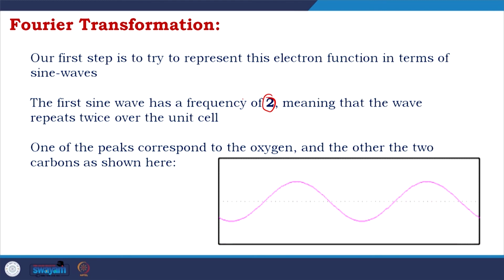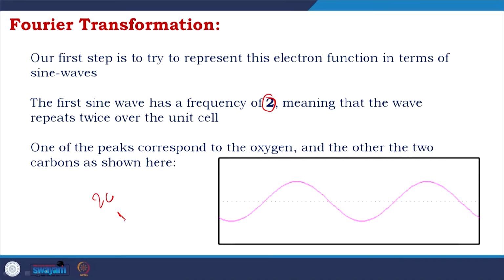Okay. So, we are taking a simplified one dimensional crystal, but there are 3 atoms, 2 carbons and 1 oxygen. So, now when we are taking the sine waves, we see the first sine wave has a frequency of 2, one corresponding to carbon and the other corresponding to oxygen.